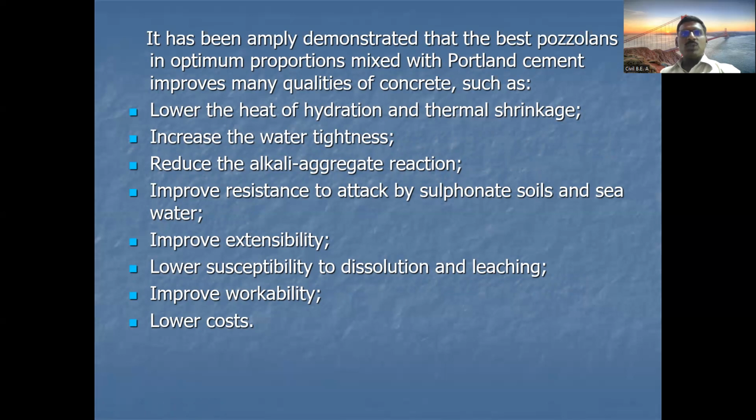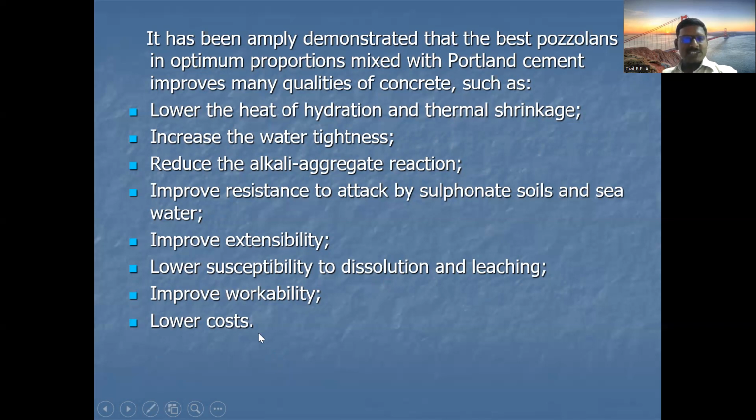Again, if we use the pozzolanic material in the concrete, it has been demonstrated that the best pozzolans in optimum proportions mixed with Portland cement improve many qualities of concrete. If you add the pozzolanic admixture to the concrete with Portland cement, many properties of concrete will be improved, and those properties are, if you see here, lower heat of hydration and thermal shrinkage, increased water tightness, reduced alkali aggregate reaction, improved resistance to attack by sulfate soils and seawater, improved extensibility, lower susceptibility to dissolution and leaching, improved workability and lower cost.